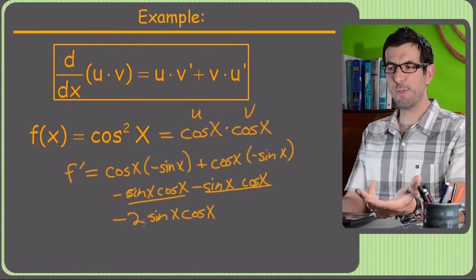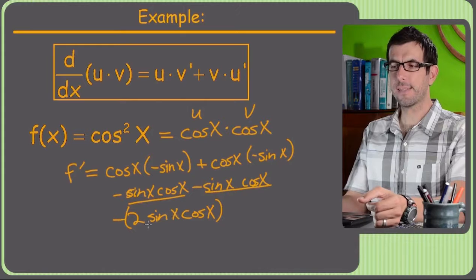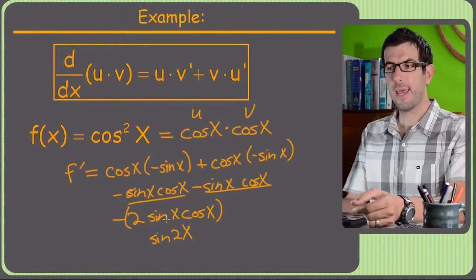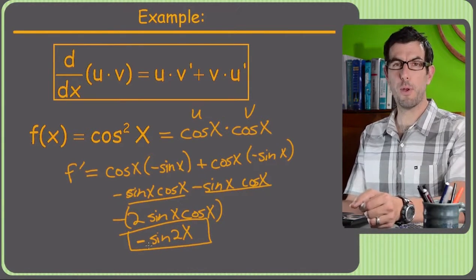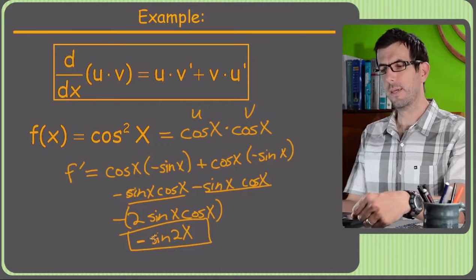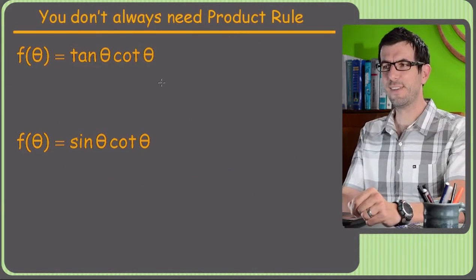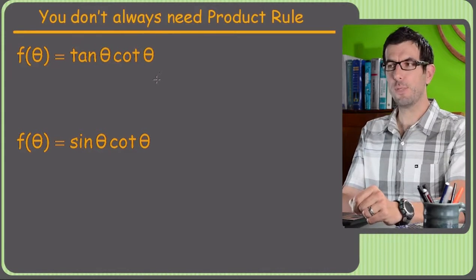This is that formula I just told you about. 2 sine x cosine x is sine of 2 theta, or sine of 2x in this case. And then since we have a negative in front, it's just negative. All right, that'd be some super bonus if you caught that one. Nice job. I see you out there with your hands raised. All right, so again, we don't always have to use the product rule.